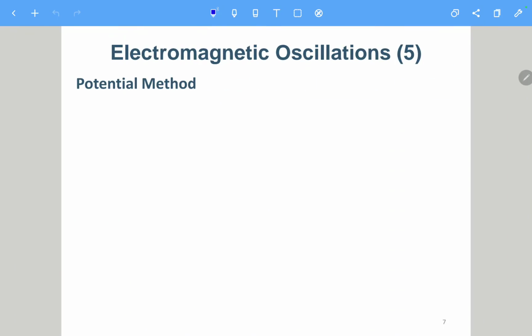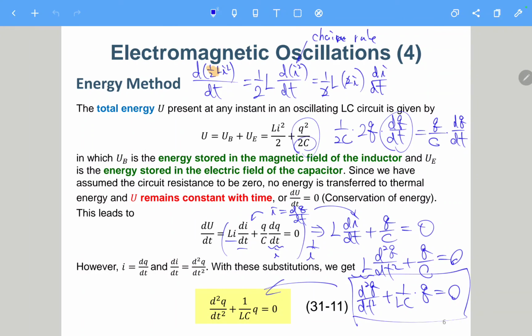If you really want to use the potential method, which is what I usually use, it is like if we have an L and a C like this. Maybe I will just leave it until next time on Thursday. So let's end it now.